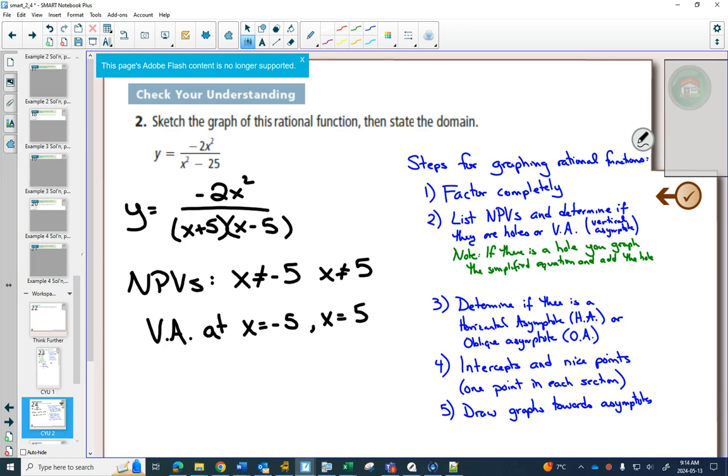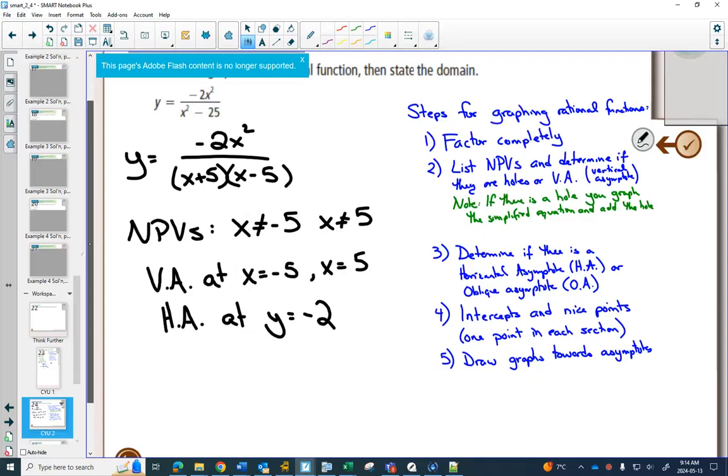In this situation, we have the same degree in your numerator and your denominator. They're both x squareds. When it's the same degree, you're going to have a horizontal asymptote, and you're going to look at the coefficients of that highest degree. So we have negative 2x squared over 1x squared. That would simplify to negative 2 over 1. So your horizontal asymptote is at negative 2.